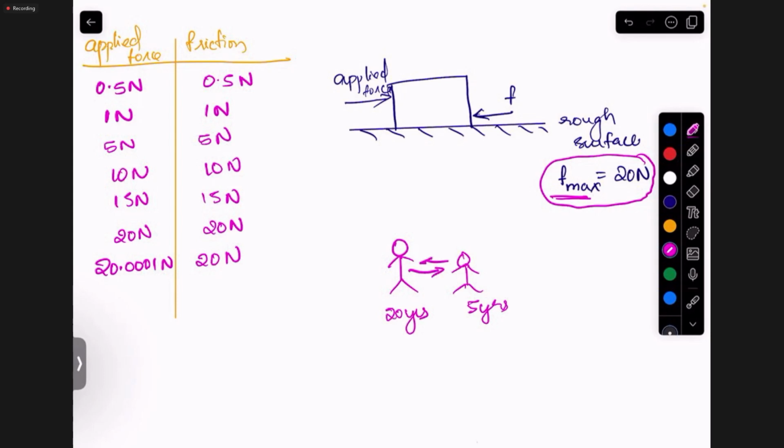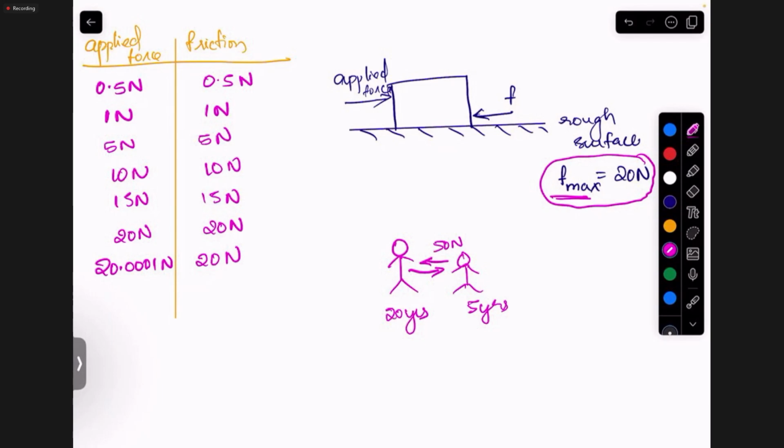She will also push me back. But you should understand that my sister is not that strong compared to me. She's weak, so she can only provide some kind of 15 Newton force. The maximum force that she can provide is 15 Newton.